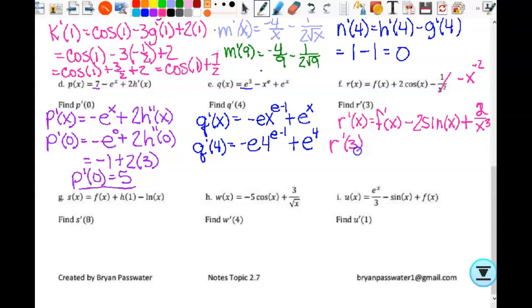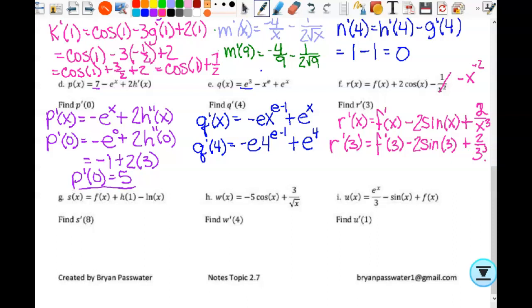R prime of 3 equals f prime of 3 minus 2 times the sine of 3 plus 2 over 3 cubed. Okay, and I was still thinking about when I had that brain glitch about the cosine of 1 yesterday. Do we know what the sine of 3 is? No. It's okay. We leave it as a sine of 3. I don't have to simplify this part because I can't, but I cannot leave this like this. You have to actually put the number in there.